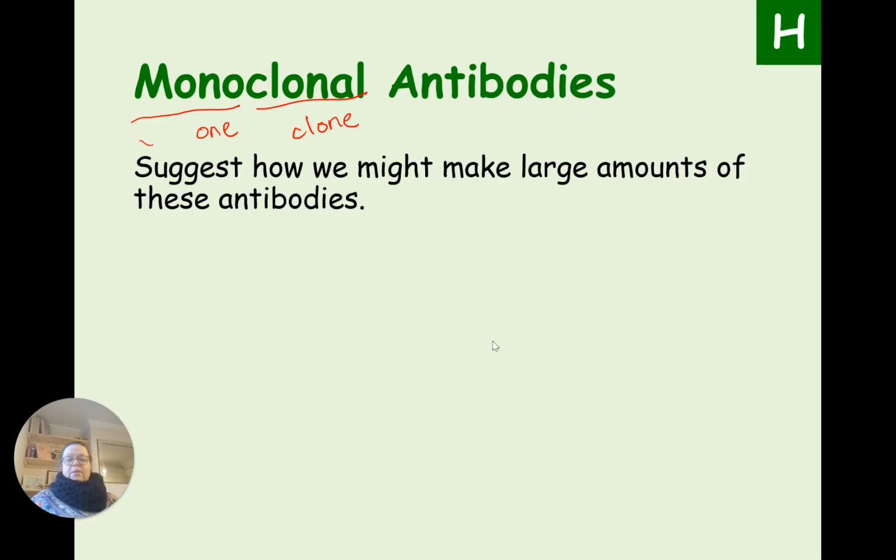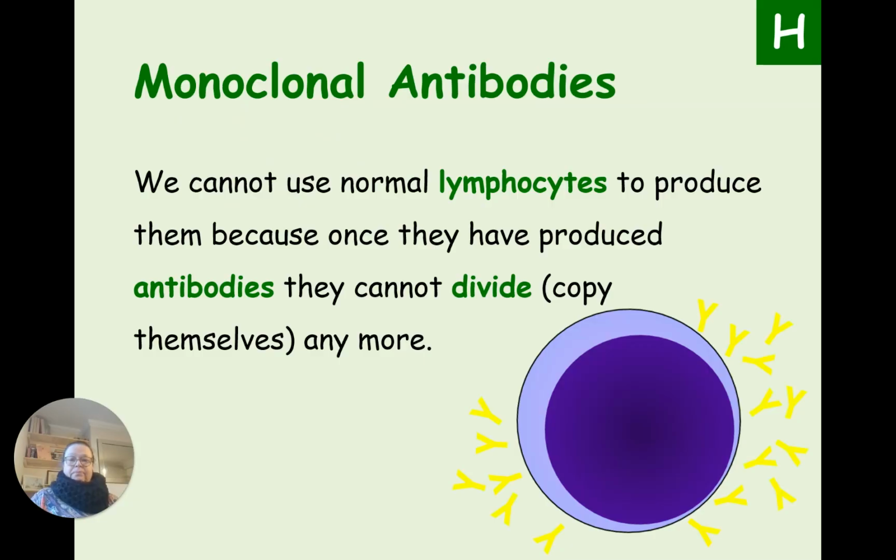There's a specific way that we have to know how to make them. There are different ways to make them, but this is the one that the exam boards want. We need to get antibodies that are all identical. We can't just use white blood cells directly because they can't divide. Once white blood cells are made, they can't divide. They've already made antibodies. However, we can use them indirectly. Let's have a look.